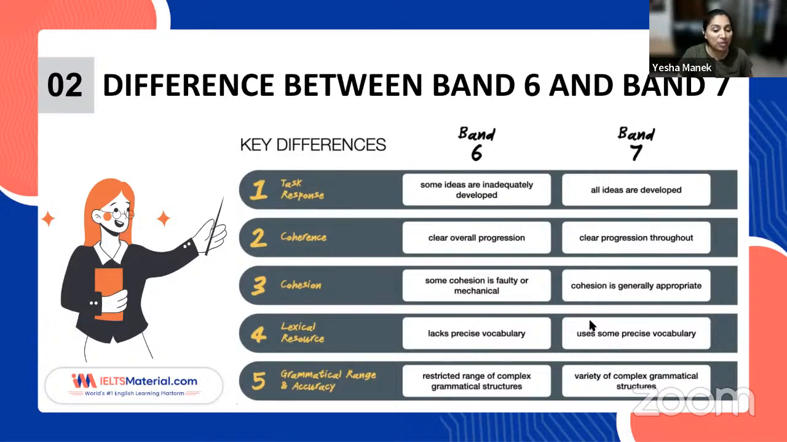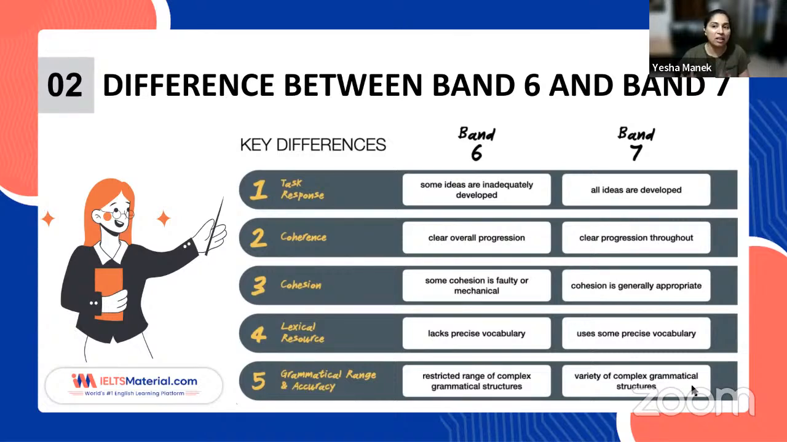Coming to grammatical range and accuracy: restricted range of complex grammatical structures versus a variety of complex grammatical structures. This is the meaning. So when I say different grammatical structures, I should be using complex sentences, simple sentences, compound sentences, conditional sentences, passive sentences. In this manner, I give a different range of sentences also with correct grammatical accuracy, means I write it with correct grammar.